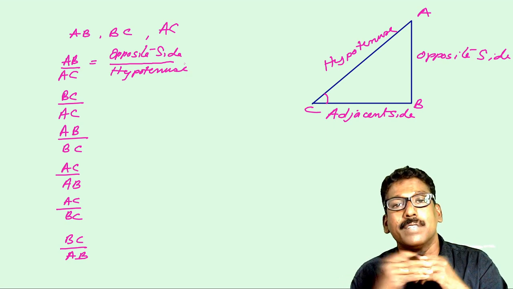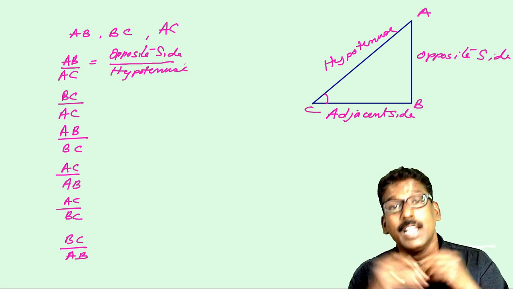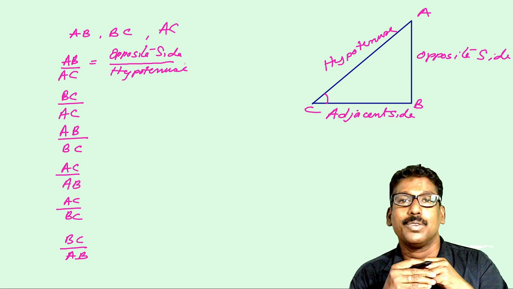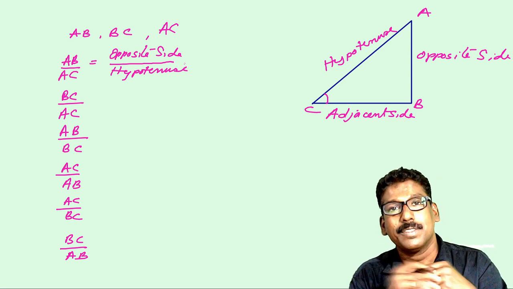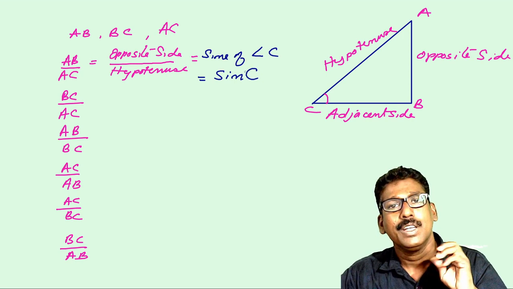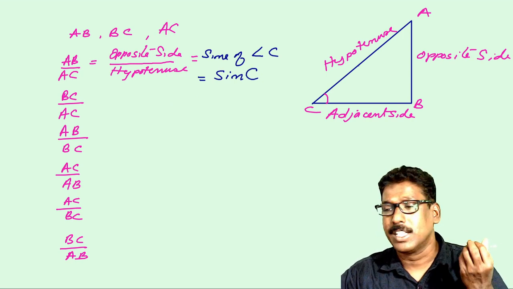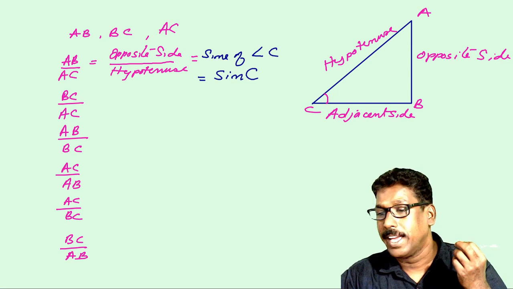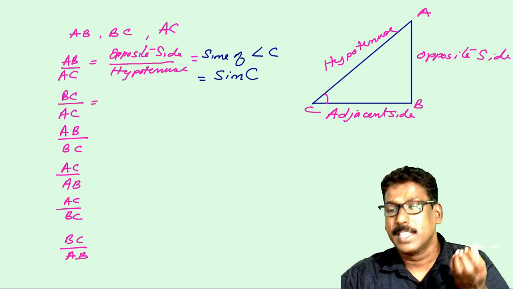Opposite side by hypotenuse. This ratio we can give a name, that is sine of angle C, or in short we can write as sine C. Now let us look at another ratio, BC by AC. What is BC by AC?